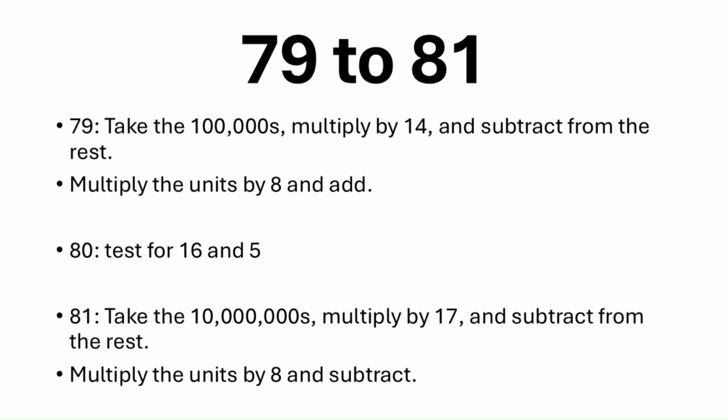79, take the 100,000s, multiply by 14, and subtract from the rest. Multiply the units by 8 and add. 80, test for 16 and 5. 81, take the 10 millions, multiply by 17, and subtract from the rest. Multiply the units by 8 and subtract.